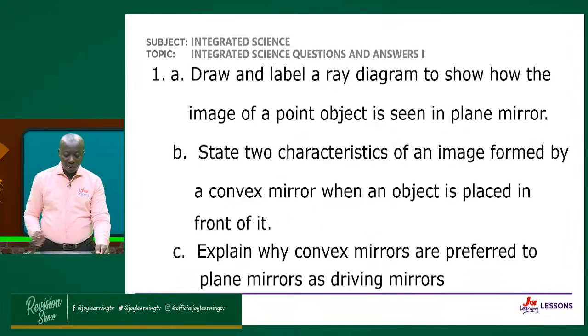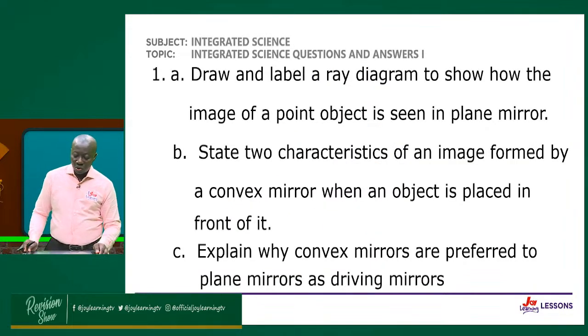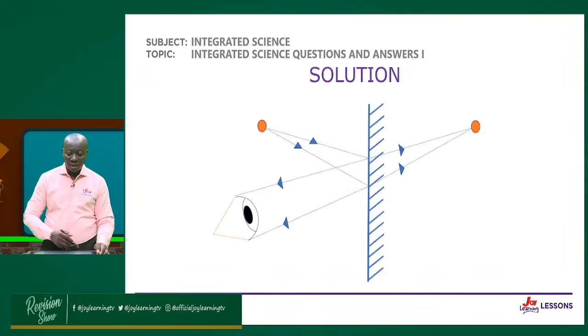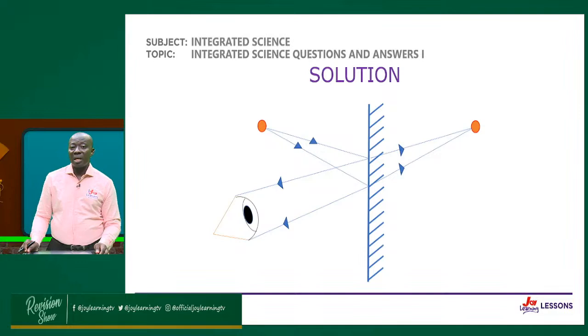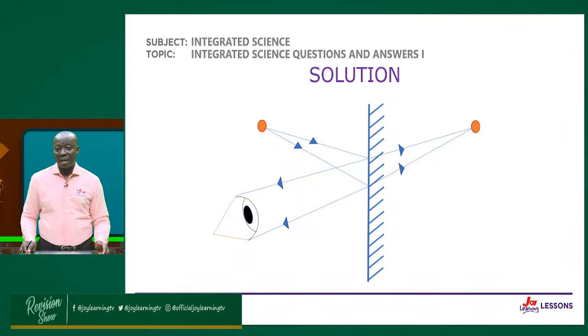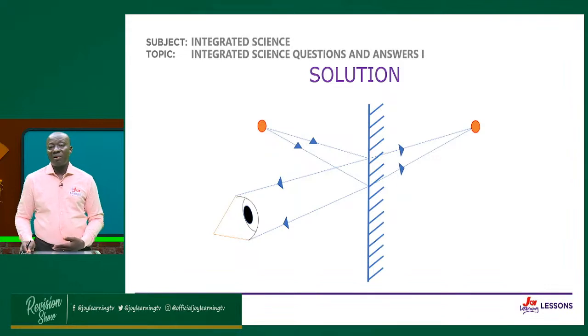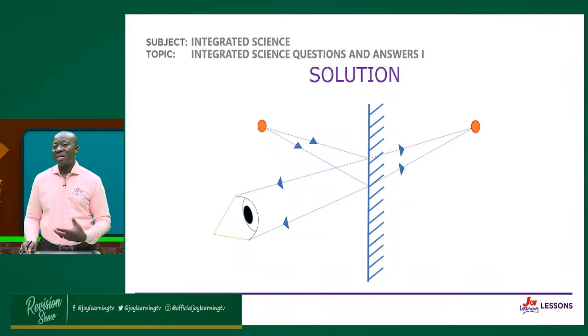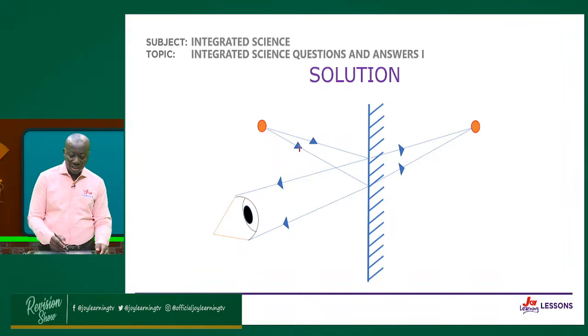The question says that we should draw and label a ray diagram to show how the image of a point object is seen in a plane mirror. So it means you are going to draw a ray diagram to show how images are formed in a plane mirror. These are the things you are looking out for when you are drawing ray diagrams. You must have a direction of the ray. Since this diagram forms an image inside the mirror, it means the image is virtual; you can't touch it, it's not real. So the image was formed at the back, so you have to indicate the rays, where they are coming from and how the images are formed.